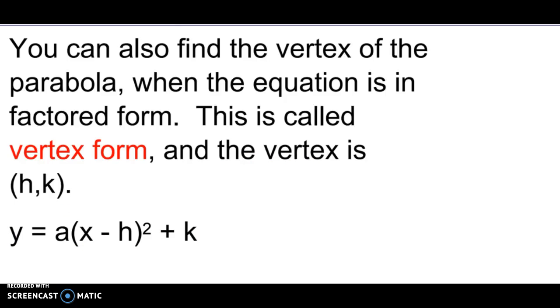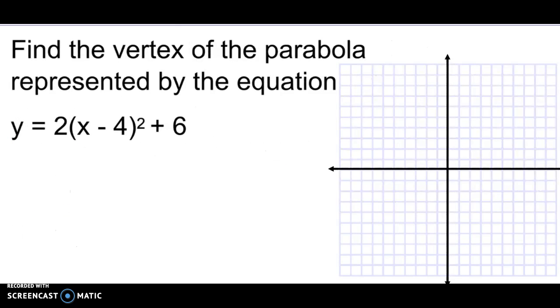All right, so here's what we're going to do with that. You could just take this, now that it's in this form, and you can graph it. Now your vertex is going to be at 4 and 6. So we know that this vertex is going to be at 4 and 6, so we go over 4 and up 6. 1, 2, 3, 4, 5, 6. And there we go.